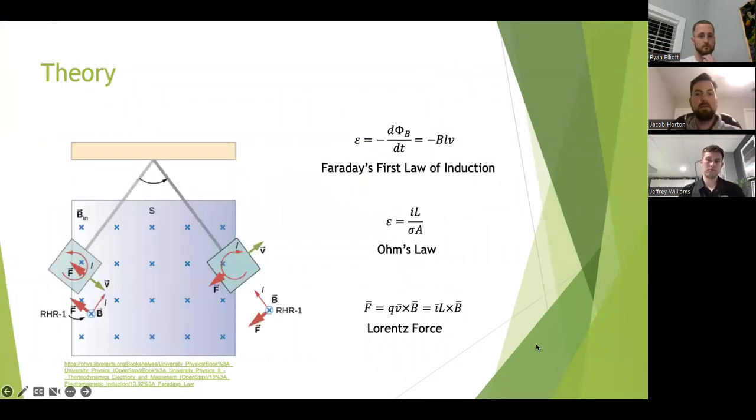Michael Faraday observed in 1831 that when a coil is exposed to a time-variant magnetic field, an electromotive force, or EMF, is generated in a stationary coil. This observation is characterized by Faraday's first law of induction, which states that the EMF generated equals minus the rate of change of magnetic flux with respect to time.